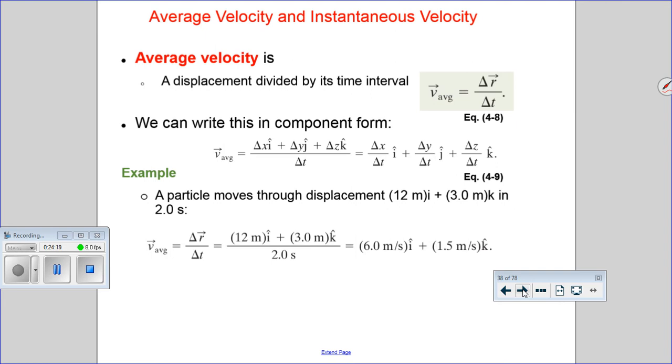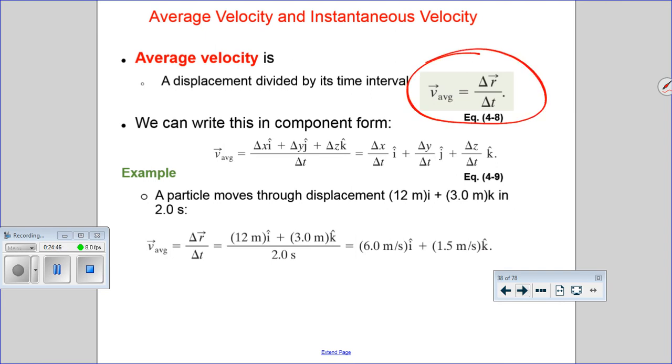Average velocity is exactly what you'd expect it to be. It's displacement divided by time. Again, this is the only way to find average velocity unless your acceleration is constant. I still had one person do (vf + vi)/2 on the test. You can't do that if the acceleration is not constant. Cannot stress that enough.